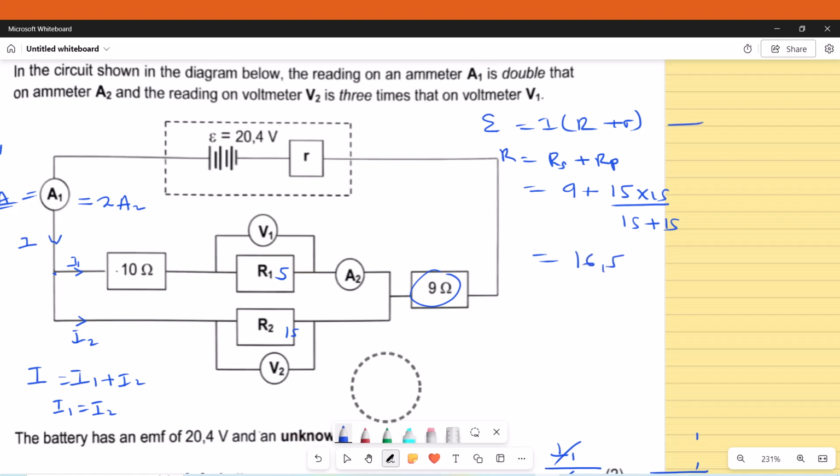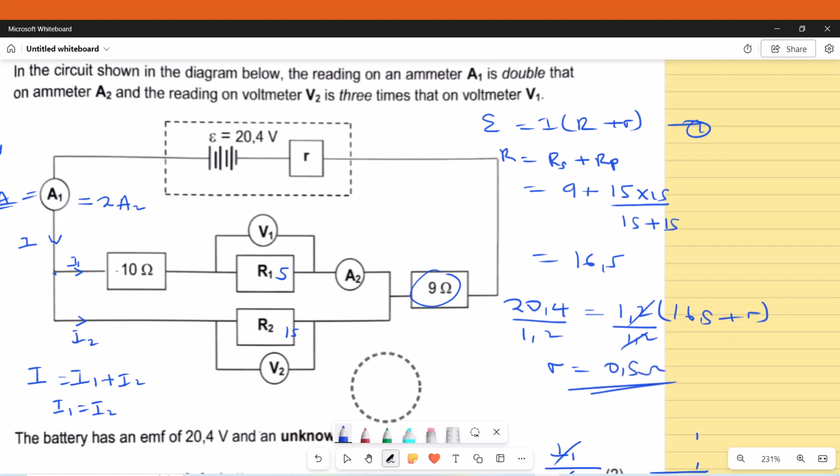So from this formula again, I have my EMF as 20,4 equals 1,2, that was the current, open bracket, this is 16,5 plus internal resistance. So divide by 1,2. What do I get here as my internal resistance? On the calculator, 20,4 divided by 1,2, then minus 16,5. So here it gives me 0,5 ohms as my internal resistance.